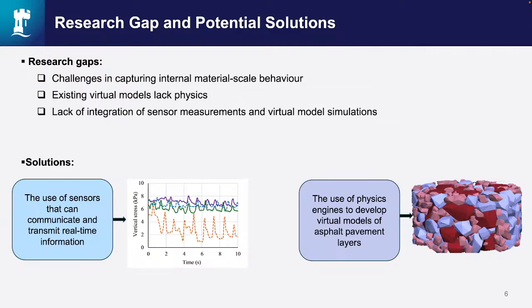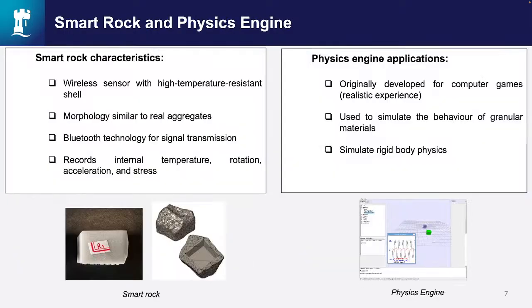Initially, we tried to use sensors that can capture the real-time deterioration as well as the internal physics of that, and put that data into a virtual model which has the exact physics, right? Most of the virtual models don't have this physics, so we use what we call physics engines. These are available software, but they have to be designed for asphalt pavements.